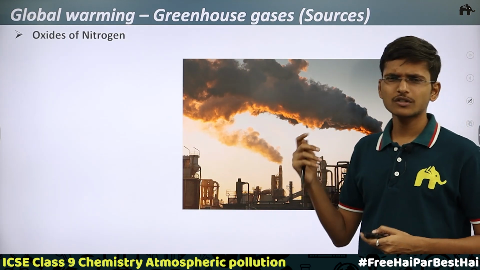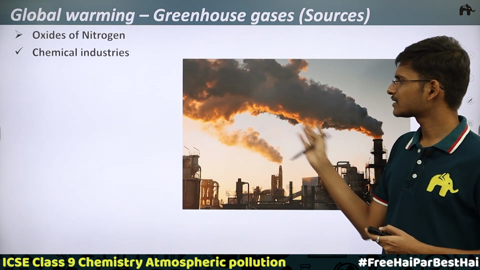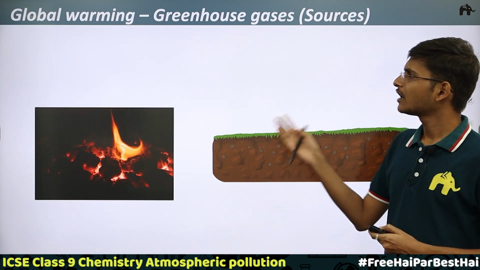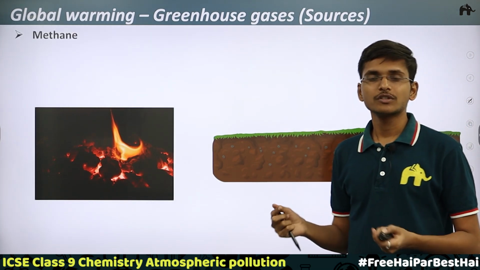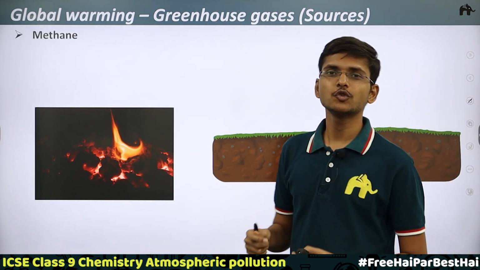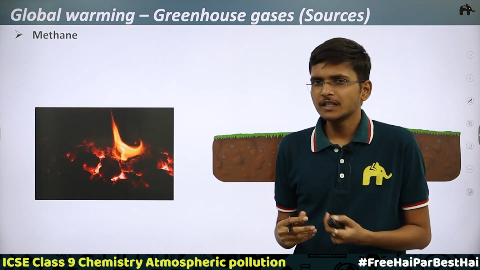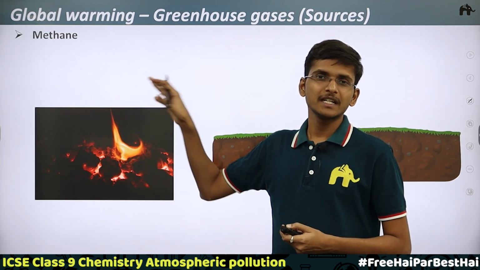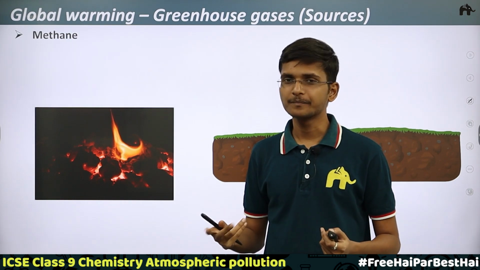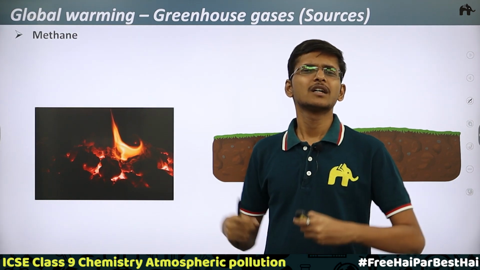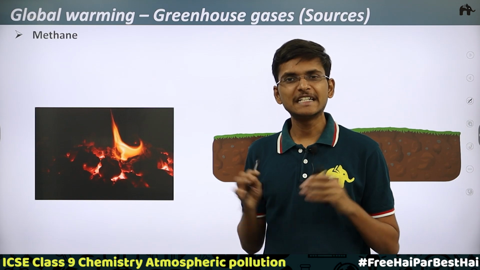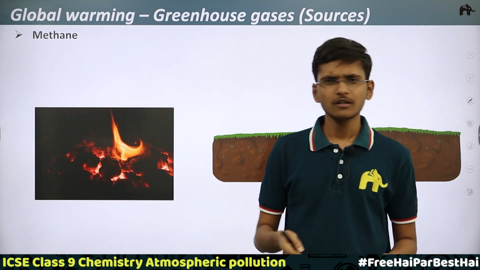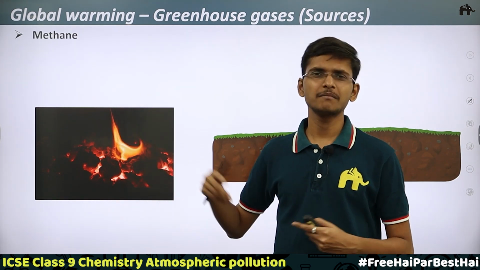Next is oxides of nitrogen. Many chemical industries give up these oxides of nitrogen into the air. Apart from that, methane. It's quite interesting to know that we can use this methane gas to cook food. How? By making organic matter decompose in the absence of oxygen. How can you do this? Maybe you would have studied it in biogas plants.